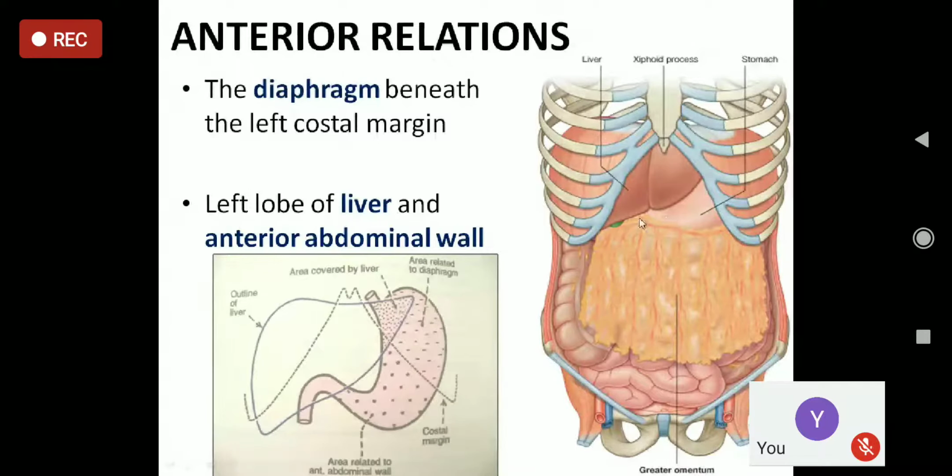And the lower part of the stomach is related with the transverse colon. This transverse colon, this liver and the costal margin form a triangular area within the anterior surface of the stomach. This small triangular area of the stomach is in direct relation with the anterior abdominal wall. It is known as the gastric triangle, which is important for surgeons to perform gastrostomy surgery.